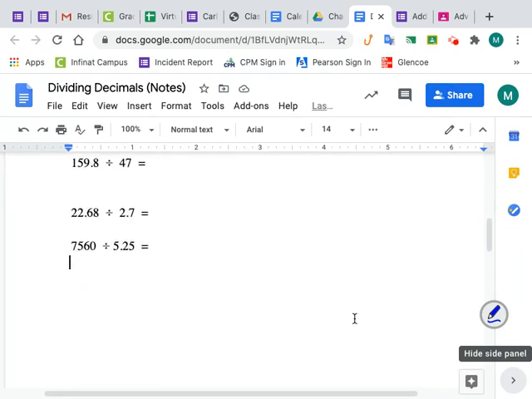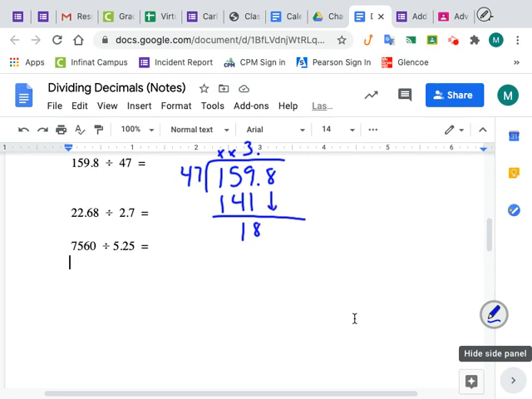So I have 159 and 8/10 divided by 47. So I know it's not going to go into here and here. And so 3 is the number of times 47 goes into 159. I'm going to bring my decimal point straight up. I get 141, which gives me 188 once I bring my 8 down. And then that goes in there 4 times.